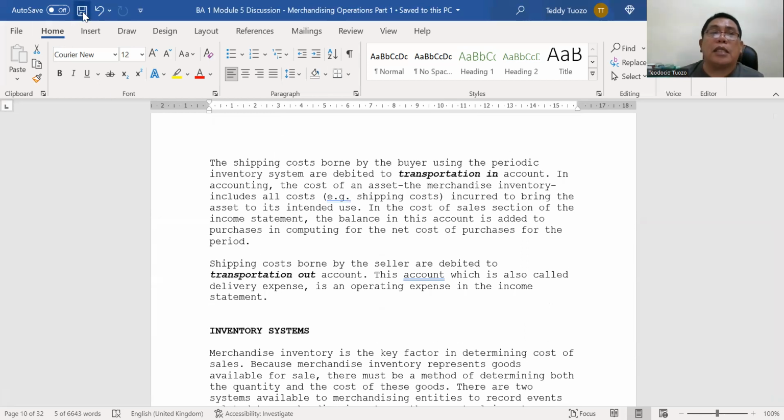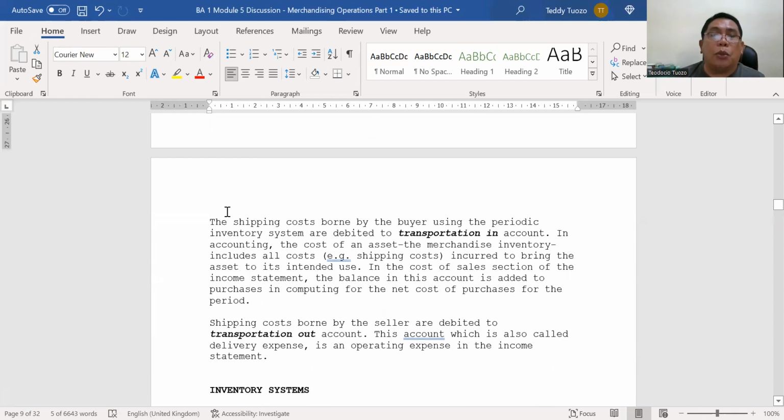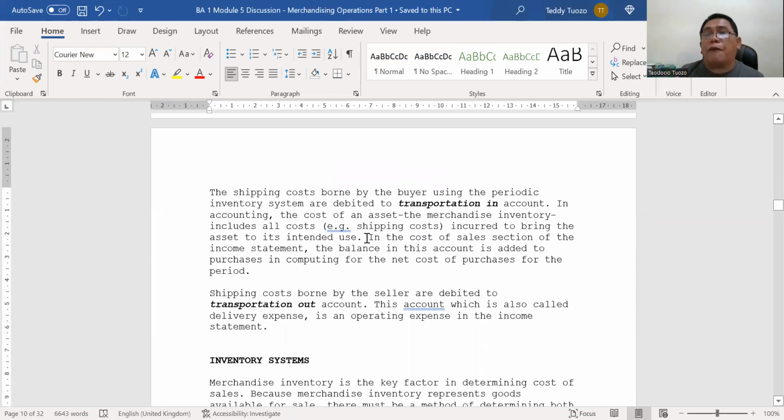Lisod yun sa subdon class, no? But if you can go through with the discussion here in the module, you would be able to understand. So, kung FOB shipping point, si buyer na ang owner ng goods in transit. So on the books of the buyer, it is transportation in kay pasuyod man sa ija ang goods. Okay? So that is, remember, under the cost of sales, it is an addition to the cost of sales.